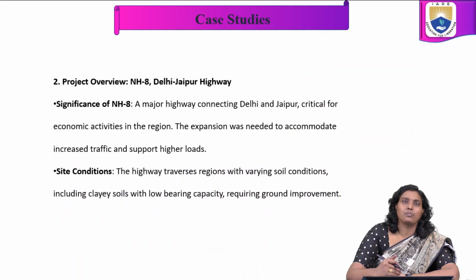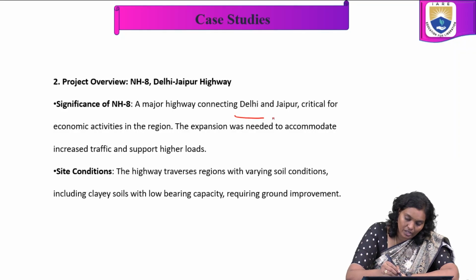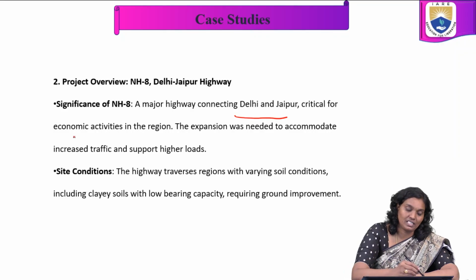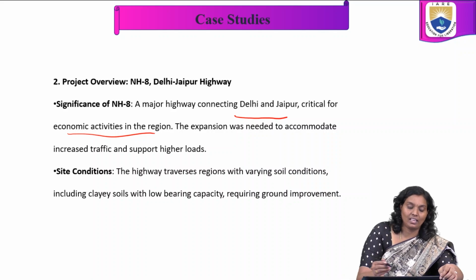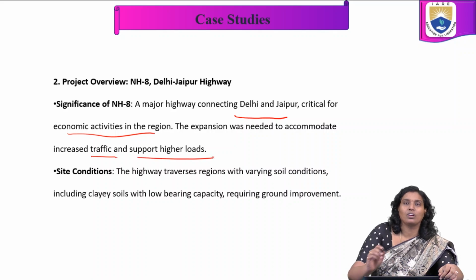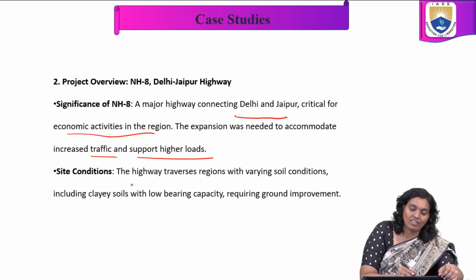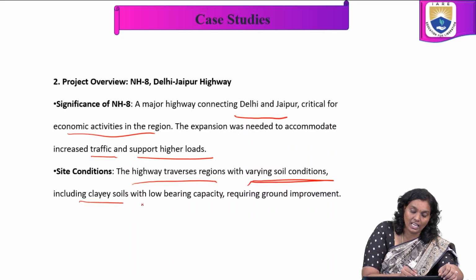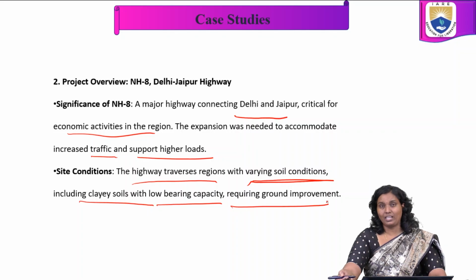In this, the project overall view, the significance. It is a major highway connecting Delhi to Jaipur, critical for economic activities in the region. The expansion was needed to accommodate the increased traffic and support higher loads. And the site conditions: the highway traverses regions with very fine soil, including clayey soils with low bearing capacity, requiring a ground improvement technique.